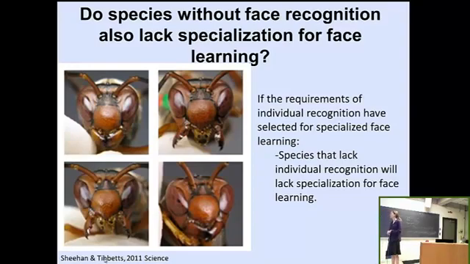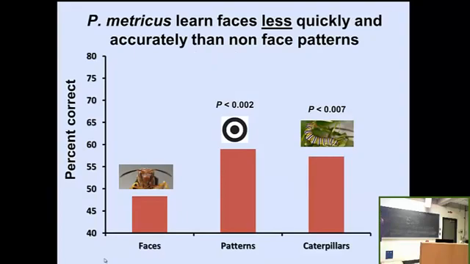So we predicted that if the requirements of individual recognition have selected for specialized face learning, then species that lack individual recognition will also lack specialization for face learning. So Polistes metricus will lack face specialization. So we trained Polistes metricus to discriminate faces, patterns, and caterpillars, and you can see they were really bad at face learning.